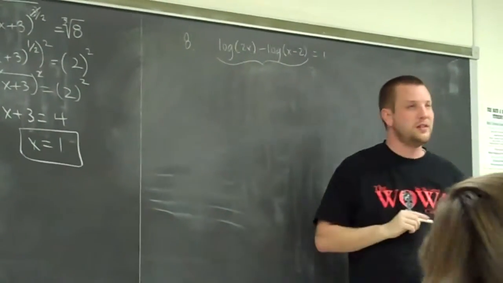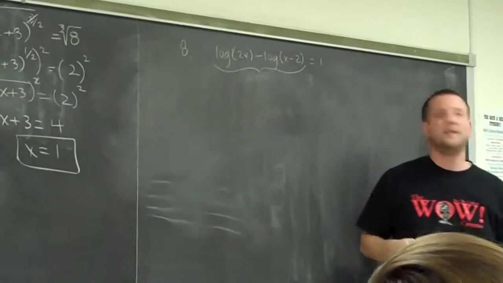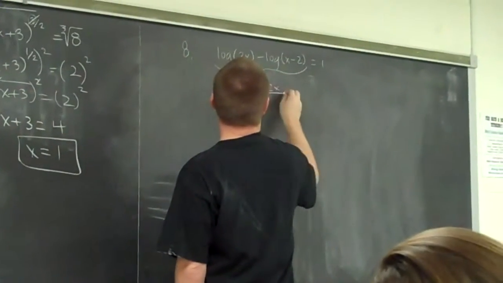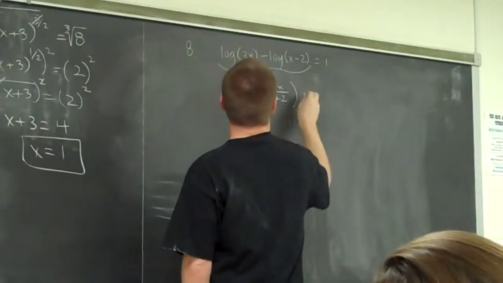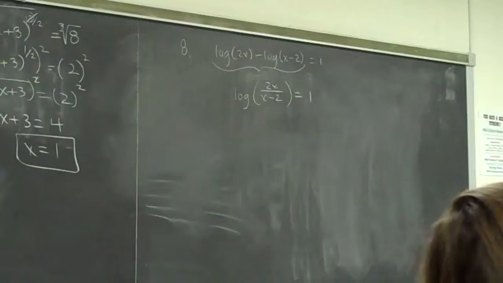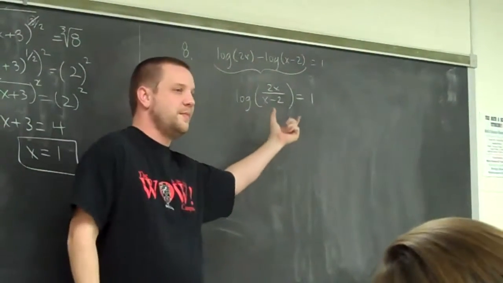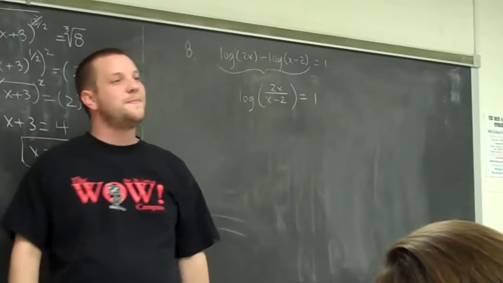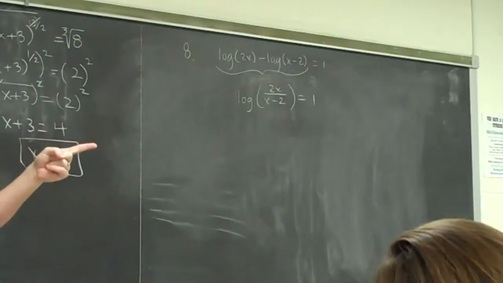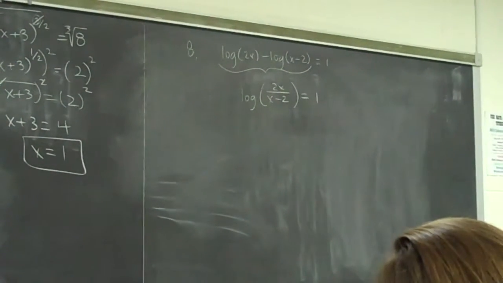I can combine those two logs together as a single log doing what? Dividing 2x over x minus 2. Yeah, dividing their insides. So it's the log of 2x over x minus 2 equals 1. That was one of those 3 main properties. Yeah, we condensed these two logs as a single log. If it was addition, you multiply them. If it's log plus log, multiply their insides, and since it was log minus log, divide their insides.